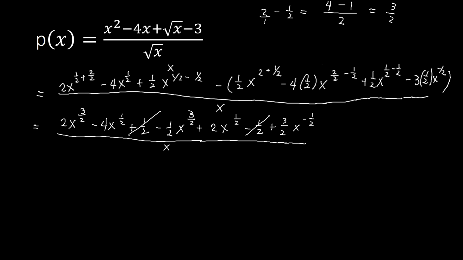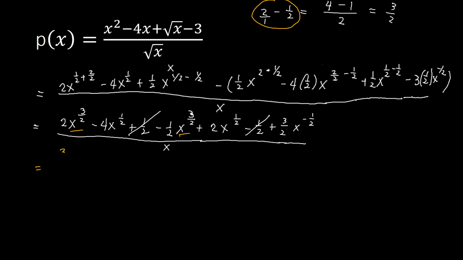So let's see if we can combine anything. So let's start with x to the power 3 halves. If we have x to the power 3 halves, so this one here and that one, we can combine those things. So we have equal to 2 minus 1 half. We have a 2 minus 1 half here. That leads to a 3 halves. So we'll just copy that one.